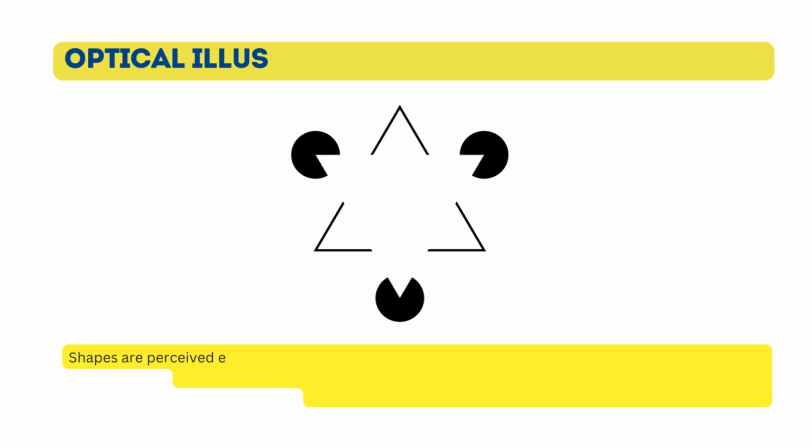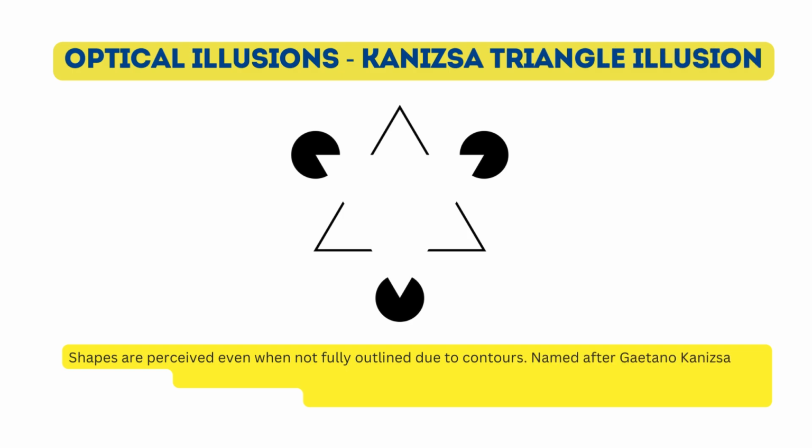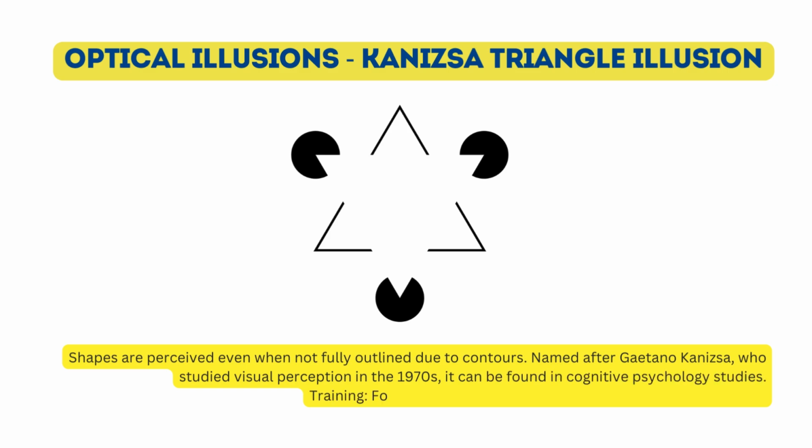The Canessa triangle. Shapes are perceived even when not fully outlined due to contours. Named after Gaetano Canessa, who studied visual perception in the 1970s, it can be found in cognitive psychology studies. Training: focus on the absence of lines to recognize illusory shapes.